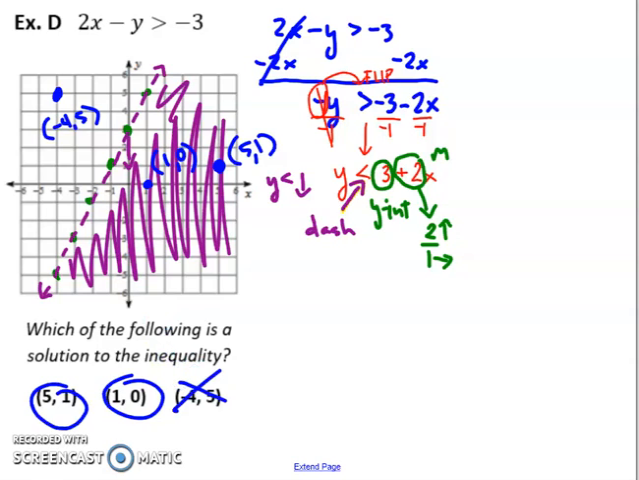Okay, so that's how you graph inequalities. Get it to slope-intercept, plot it. Is it solid or dashed? Do I shade below or above my y-intercept? And that's all based on the symbol.